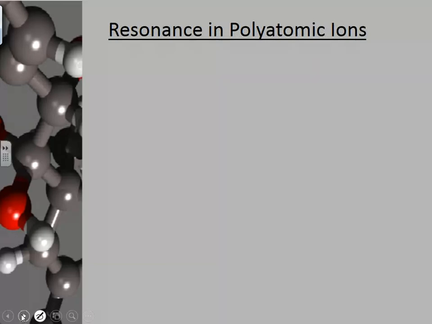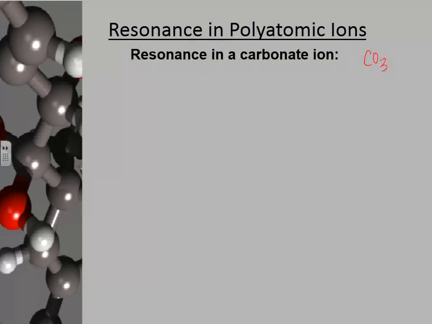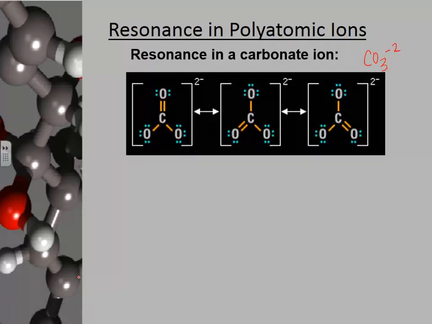Resonance with your polyatomic ions. The carbonate ion has 3 valid resonance structures. Notice you have a double bond that can be on the top oxygen, one on the bottom left, and then one on the bottom right. So you would need to draw all 3 structures.